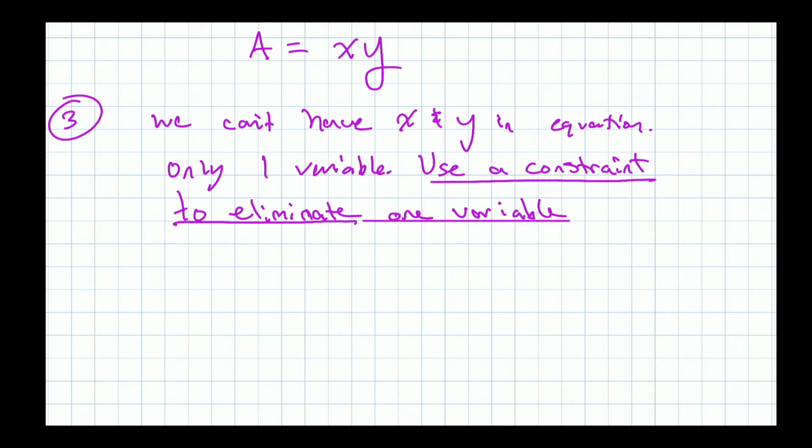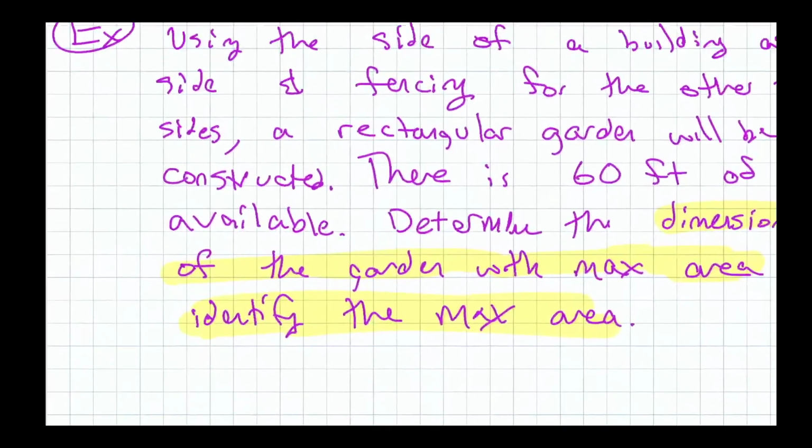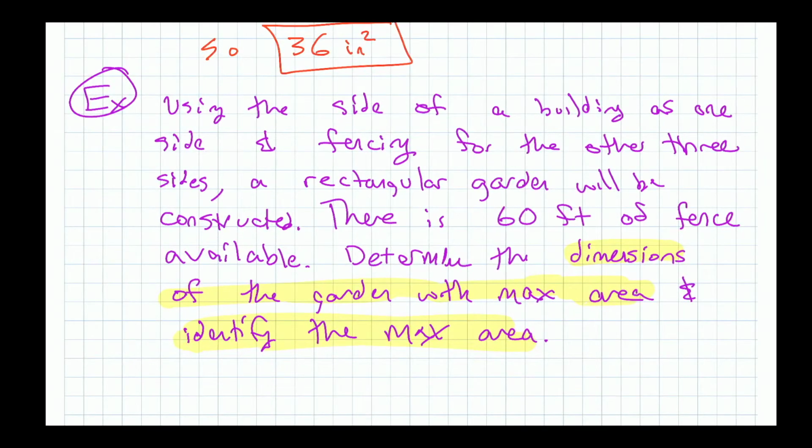All right. So what is the constraint? The constraint is a piece of extra information that we must use somehow to limit the X and the Y. Look at the problem for a second and see if you can figure out what piece of information we haven't used yet. There's something we haven't used. Side of the building is one side. Okay, we did that. Fencing for the other three sides. Okay, sure. Rectangular garden. All right. There is 60 feet of fence available. That is your constraint.